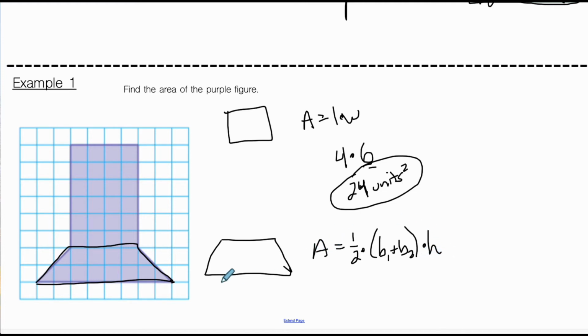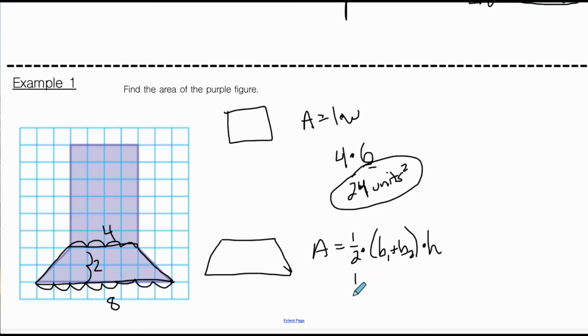So let's come up with our measures. Base 1, 1, 2, 3, 4. It shares the side with the rectangle, so that's 4 units. Base 2, 1, 2, 3, 4, 5, 6, 7, 8. That's 8 units long. And the height, remember, the height of a trapezoid is the straight distance between base 1 and base 2. So it's not this slanted side, it's actually one of these straight lines, which is 1, 2. It's 2 units between those bases.